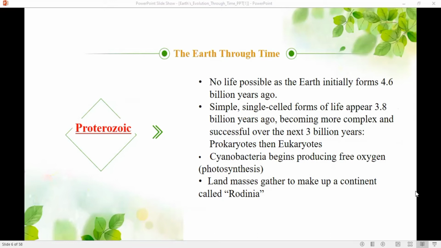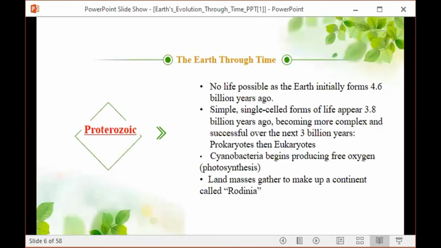The important event in the Proterozoic was that no life was possible as the Earth initially formed. Humans, plants, and animals are not seen in this period, only the prokaryotes and then the eukaryotes. The first inhabitants of the Earth were the prokaryotes, approximately 3.5 to 3.8 billion years ago. The prokaryotes are single-celled organisms that have neither a distinct nucleus with a membrane nor other special organelles. The prokaryotes include the cyanobacteria and the bacteria.